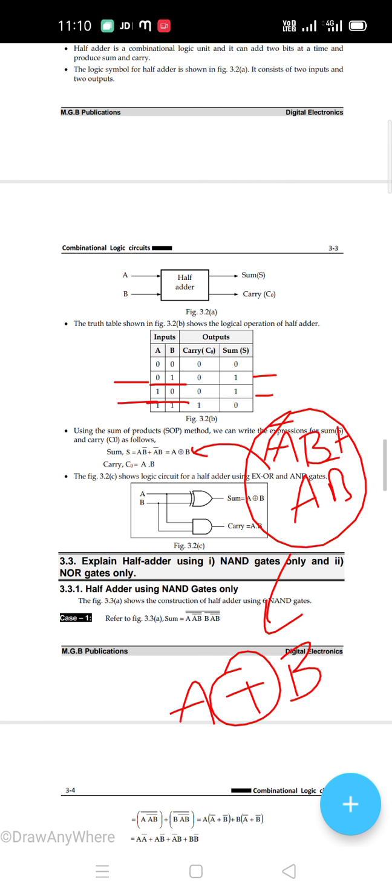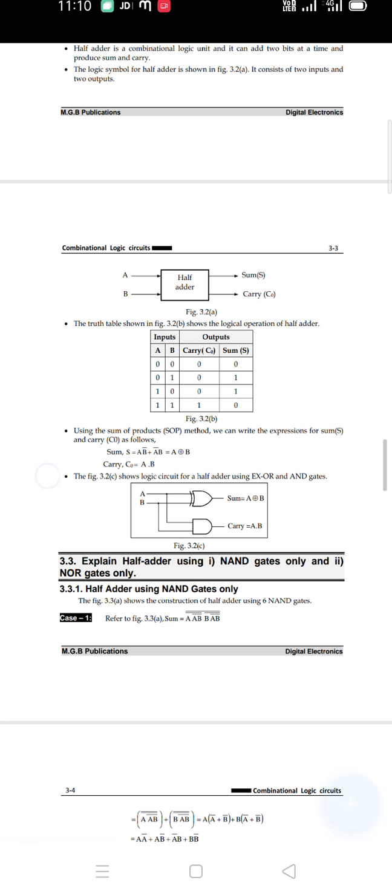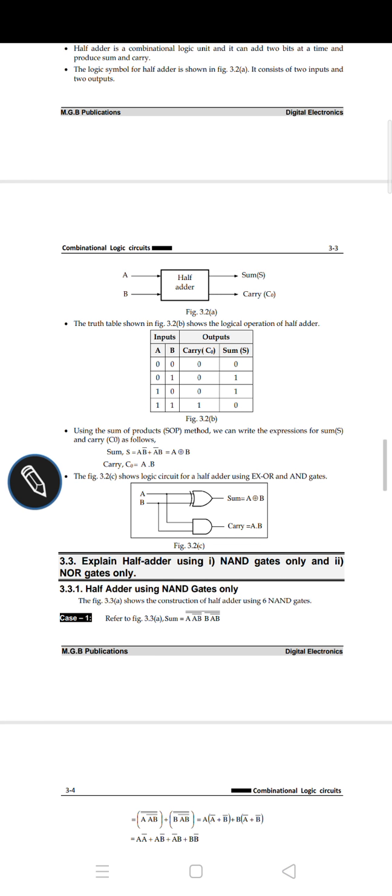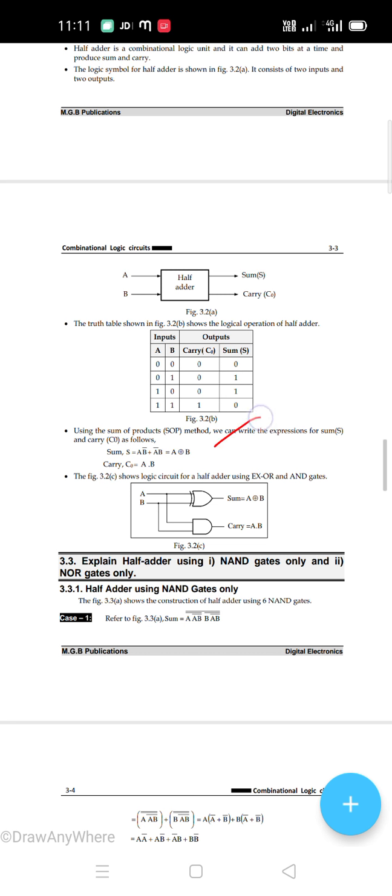And similarly the carry output also, where there is 1, here there is 1. Okay, in the output we are having 1 here. When a is 1 and b is 1, the carry output is a dot b. This is the carry output. Okay, a dot b, which means a is 1, b is 1, a into b, that's it. So this is the sum output and this is the carry output of the half adder circuit.